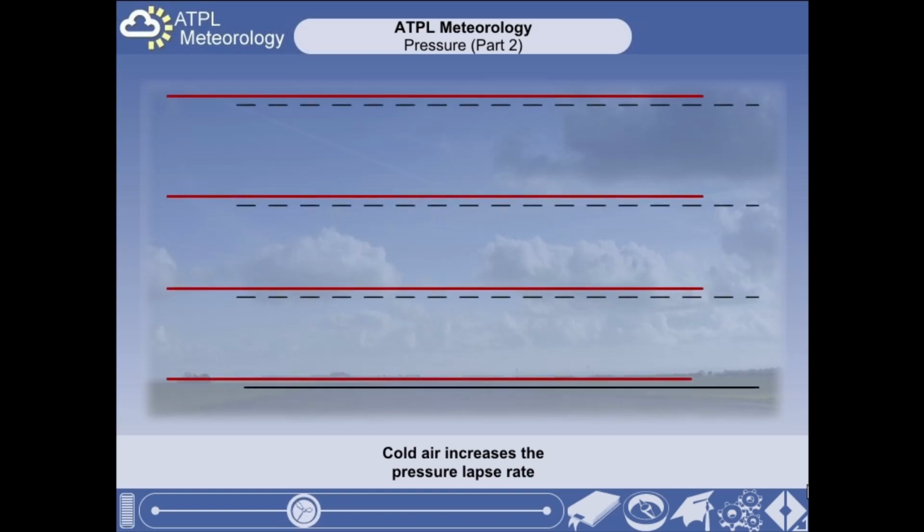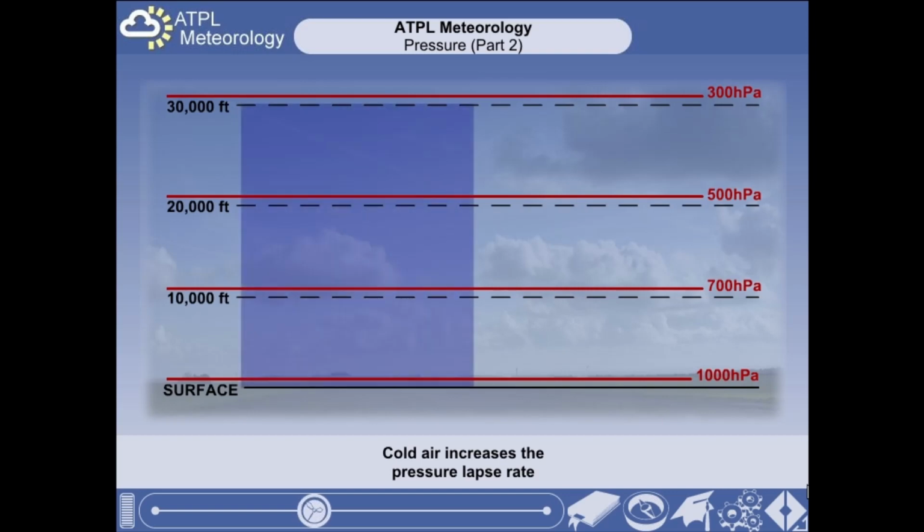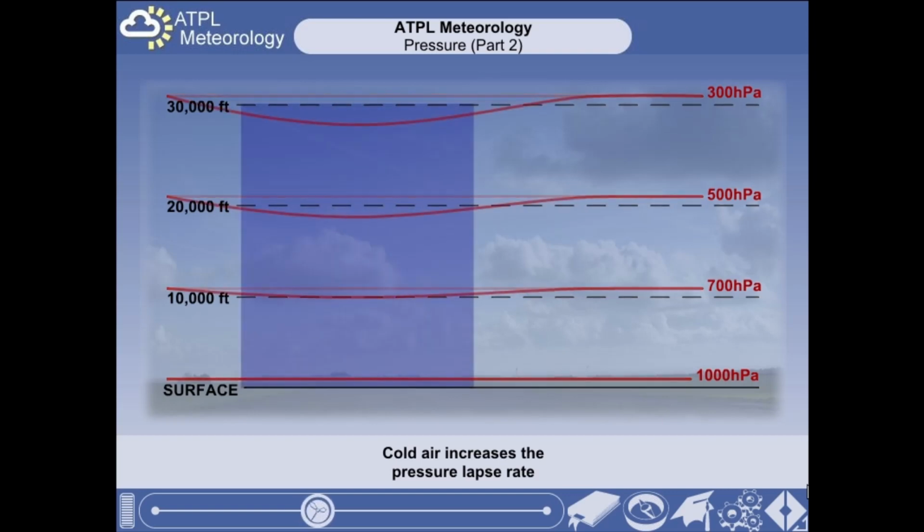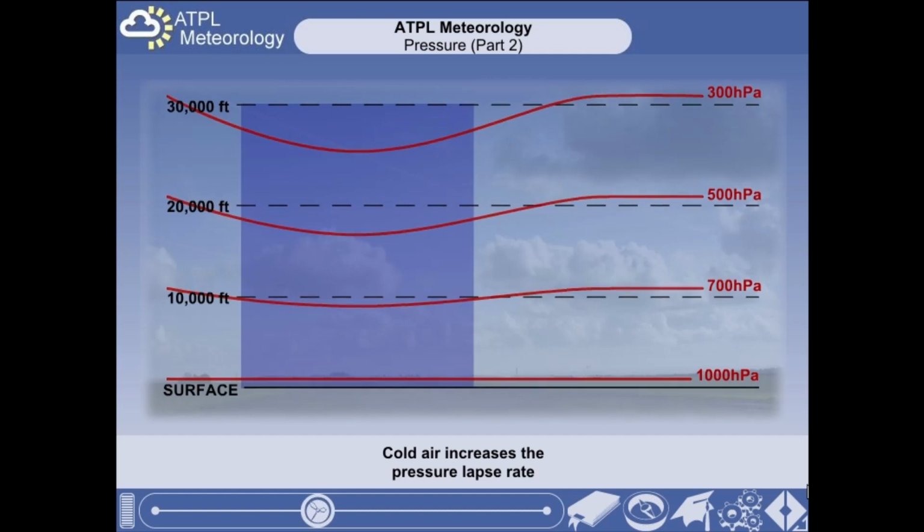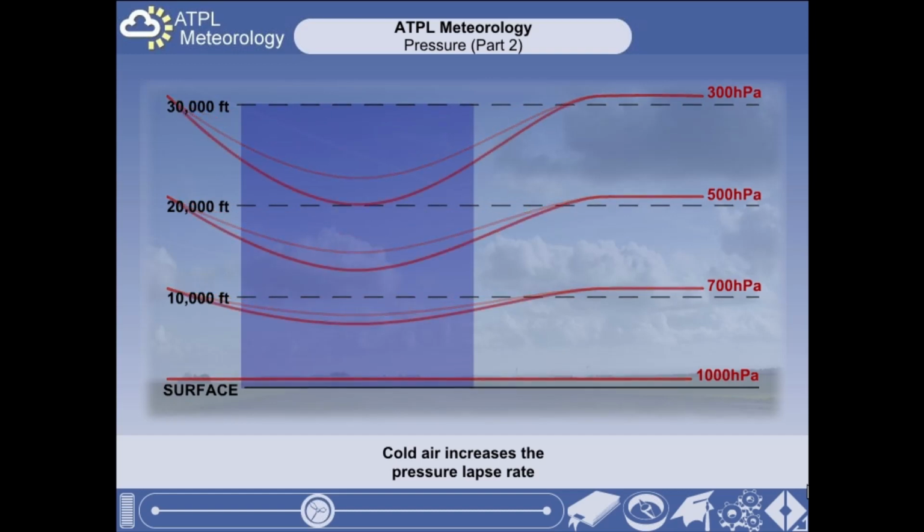Looking at the diagram of the atmosphere from a side view, we can see that pressure is decreasing with altitude. We start at the surface at 1000 hectopascals and reach 300 hectopascals at 30,000 feet. However, when the air on the left is cooled, we can see that the isobar levels start compacting and sinking towards the cold air. This has the effect of reducing the pressure at any given height.